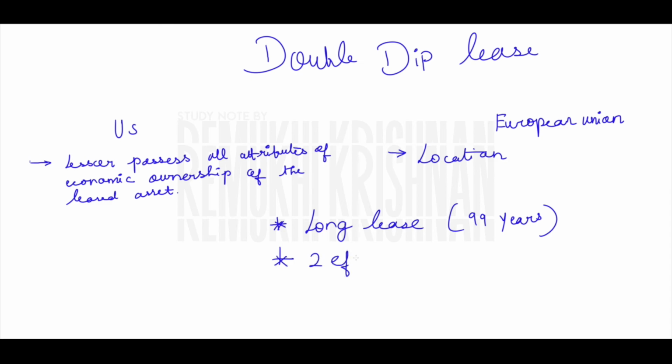You're getting it, right? Yes. So one point is that there is a long lease, usually 99 years. Another point is that there will be two effective owners.